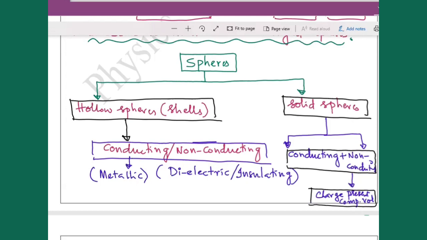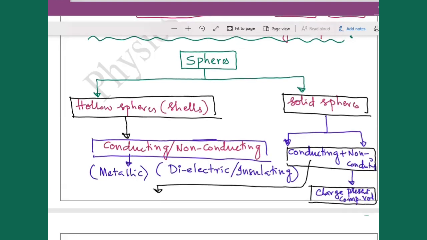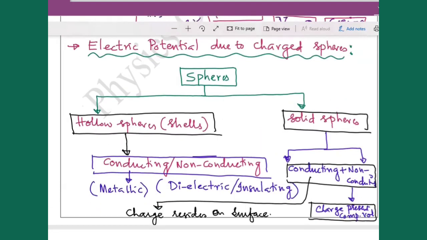Fine. So here, conducting, if I take, now in conducting the charge resides on the surface. Charge resides on the surface. Is it clear, this one? So these are the categories of electric potential due to the spheres. So can you take a screenshot here? Then we'll proceed.